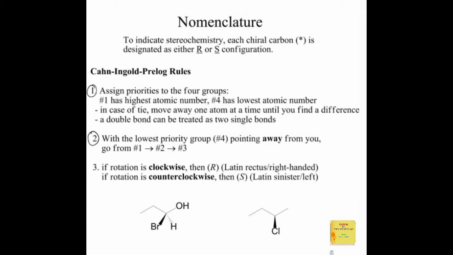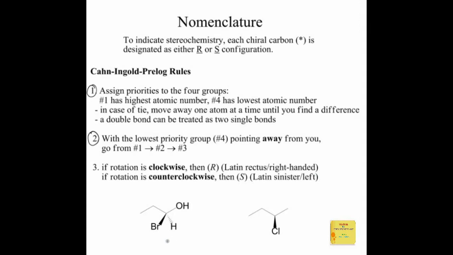Then we look. If that rotation in moving from 1, 2, 3 is a clockwise rotation, then we describe that chiral center as being an R configuration. Clockwise, meaning right-handed. It's like if you turned a steering wheel clockwise, your car would make a right-hand turn. That comes from the Latin rectus. And if the rotation instead is counterclockwise, that's kind of like making a left-hand turn. That configuration is known as S, and that comes from the Latin sinister for left-handed. So that's how we're going to determine R and S.